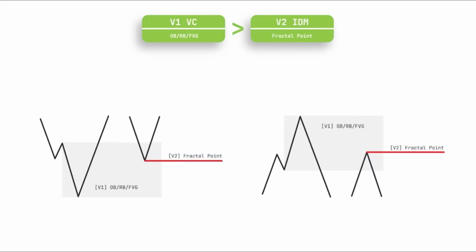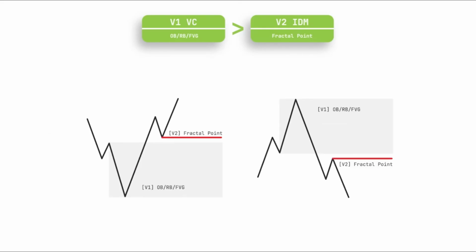Logical element number 3, V1 volume confirmation greater than V2 inducement. Here, the first variable should be an order block, rejection block, or fair value gap, and the second variable, on a lower step in our timeframe system, can only be a fractal point. It should be inside or near the first variable.